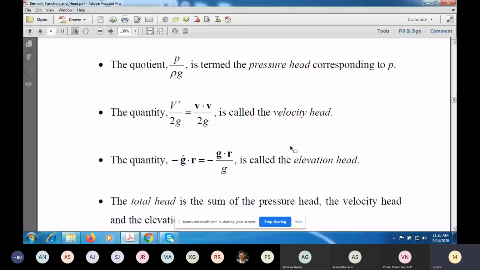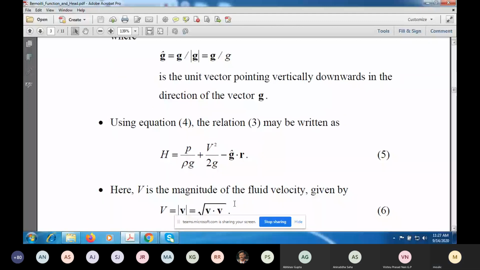And the other term, minus g hat dot r, or minus g dot r by magnitude of g, is called elevation head. So this is proportional to the gravitational potential energy of the fluid. So the total head I can write as the sum of the pressure head, velocity head, and the elevation head.